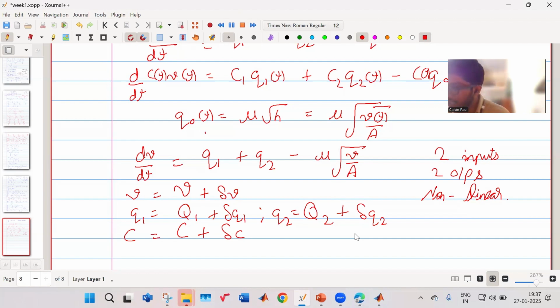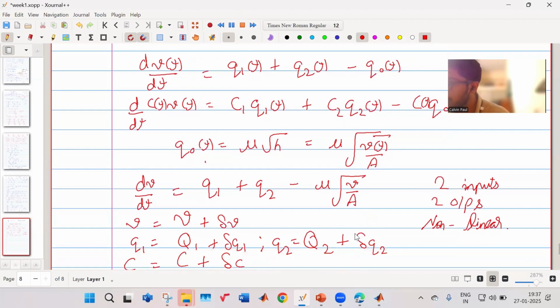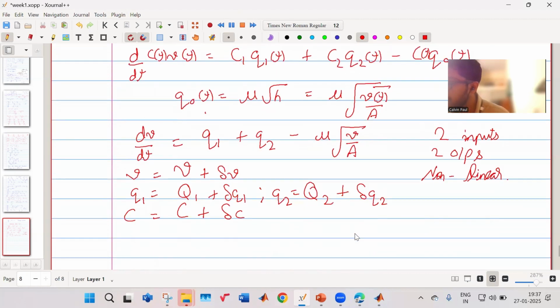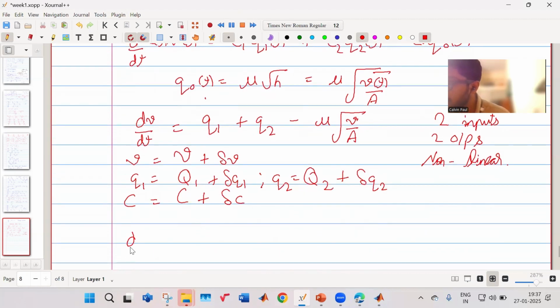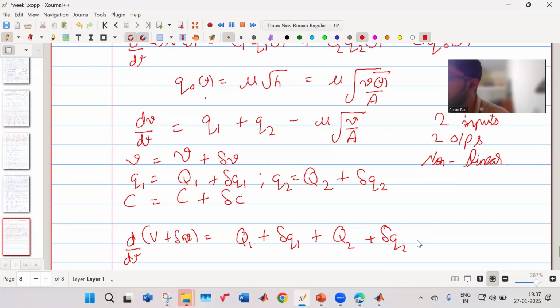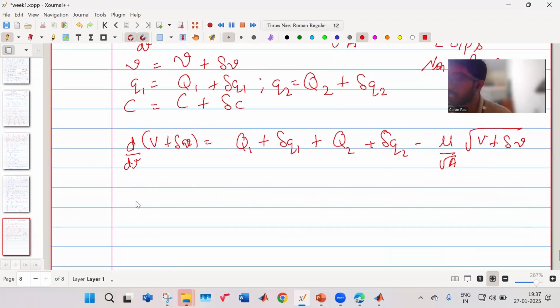And then when you write it down, what you will get is d/dt of capital V plus delta V is equal to Q1 plus delta Q1 plus Q2 plus delta Q2 minus mu over square root of A into square root of V plus delta V.